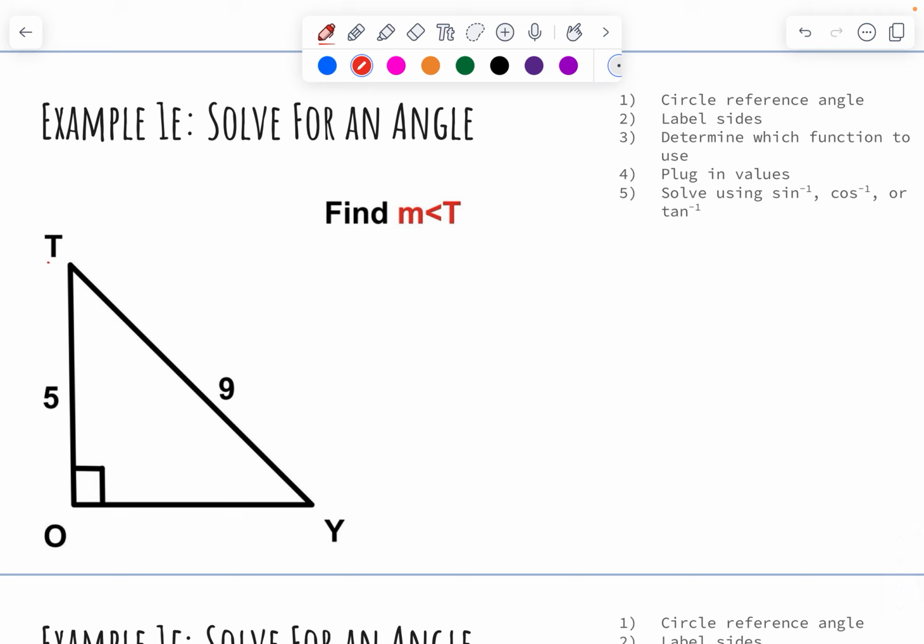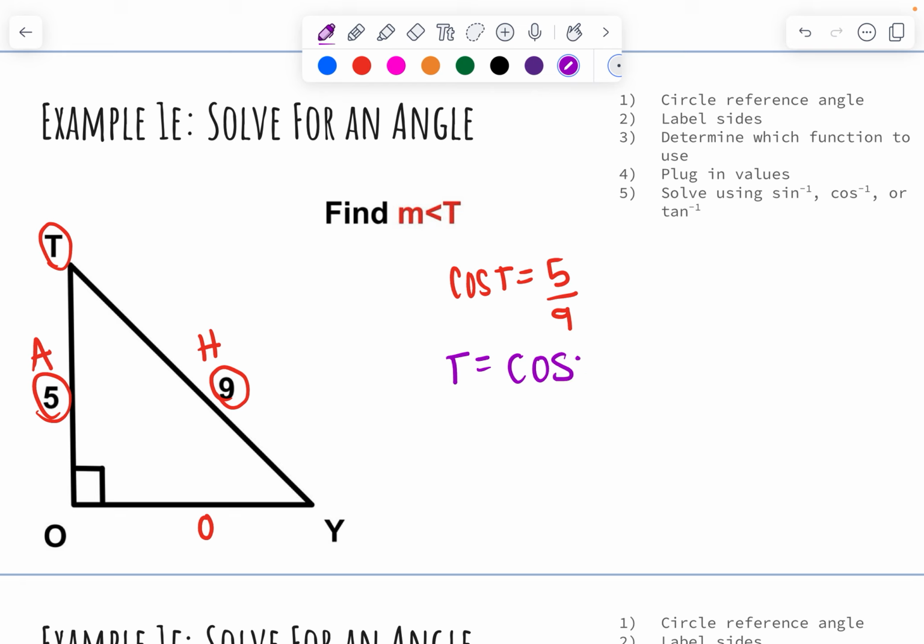Here they want us to find measure of angle T. So we have hypotenuse, opposite, and adjacent. We know the hypotenuse and adjacent, so we're going to be using cosine. So cosine of T is 5/9, which means T is going to be inverse cosine of 5/9, which will give us about 56.25 degrees.